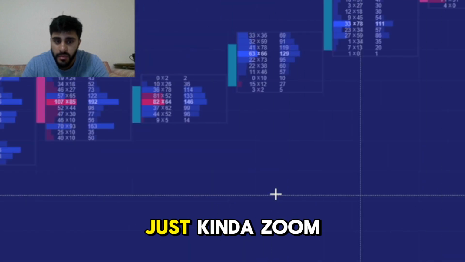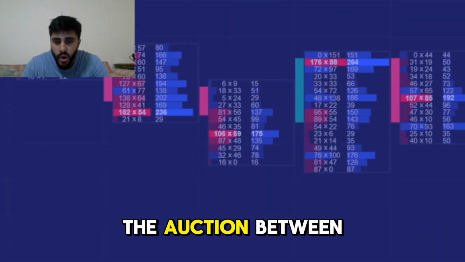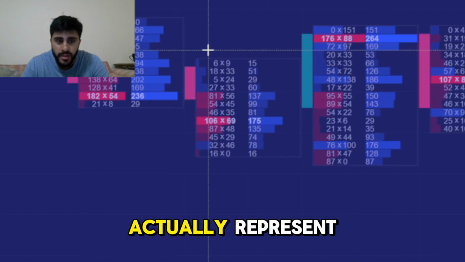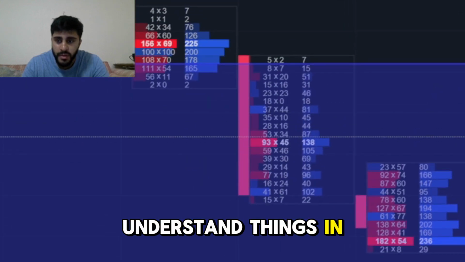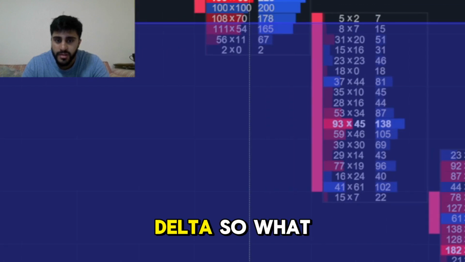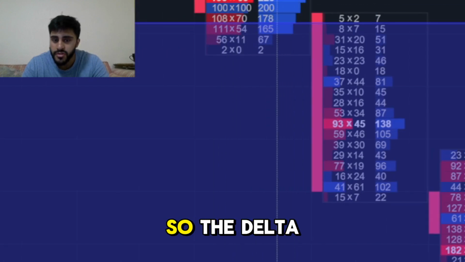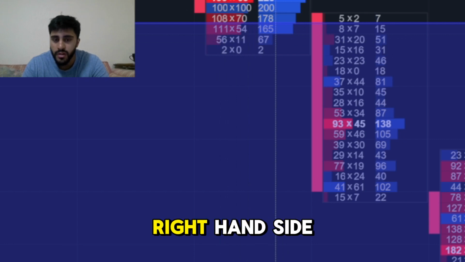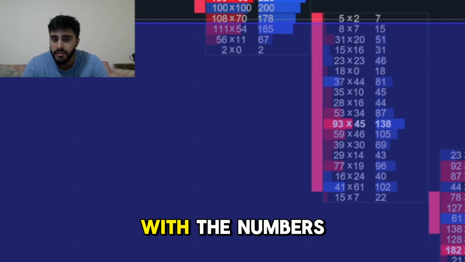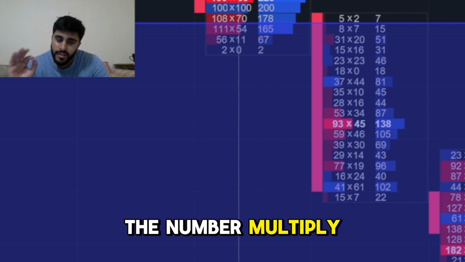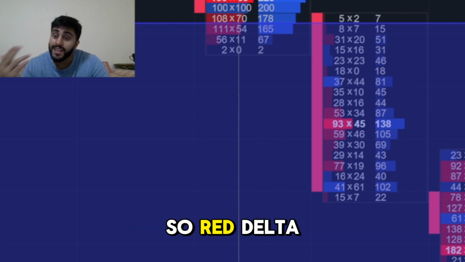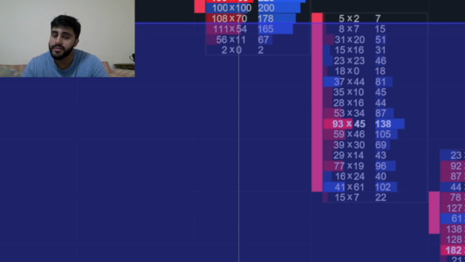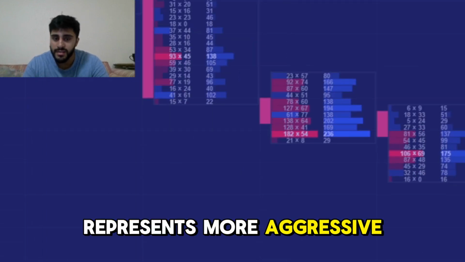Now, if we just zoom in, we can understand the auction between buyers and sellers. We can understand what these numbers actually represent, right? We can understand things in terms of volume, in terms of delta. So what do we mean by the delta? The delta is essentially you've got red and blue. So just ignore the right hand side. We're only going to look at the left hand side with the numbers, the two numbers, right? The number multiplied by a number. So red delta represents more aggressive sellers. A blue delta represents more aggressive buyers.